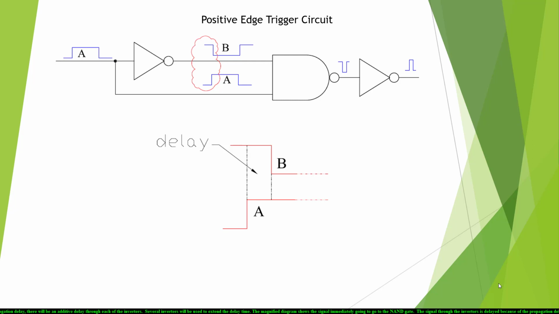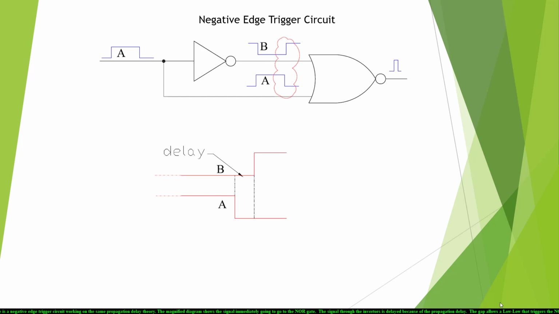Because of the propagation delay, there will be an additive delay through each of the inverters. Several inverters will be used to extend the time delay. The magnified diagram shows the signal immediately going to the NAND gate. The signal through the inverters is delayed because of the propagation delay. The gap allows a high that triggers the NAND.